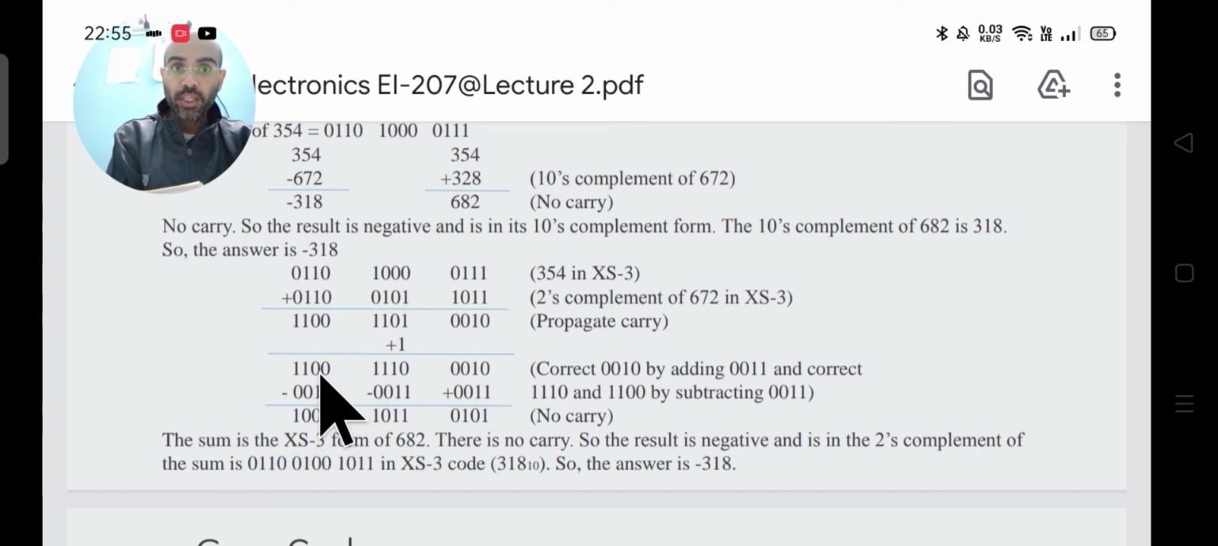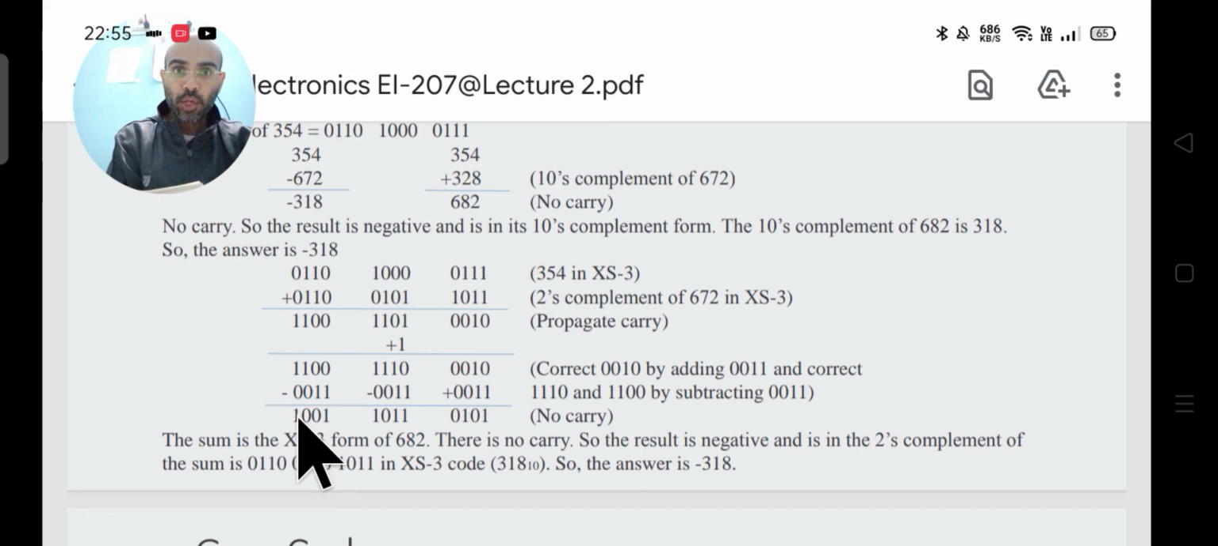Now after again performing this operation, we can see that the answer is 1001, 1011 and 0101. Okay, so this is our final answer for this, and we can see that this answer has not generated any carry. Because we are doing this in 2's complement, the 2's complement has not generated any carry. So if no carry is generated in 2's complement, we take the 2's complement of the answer again.